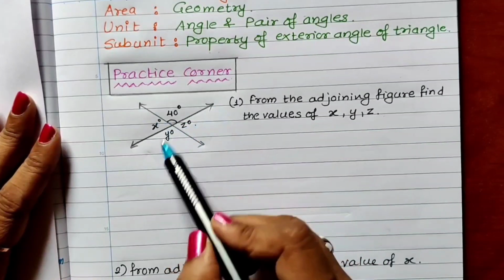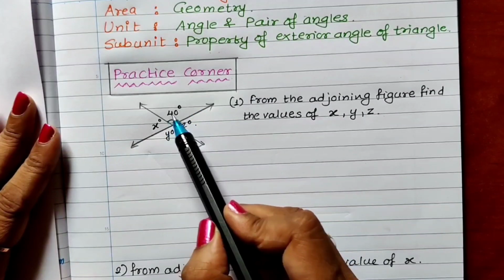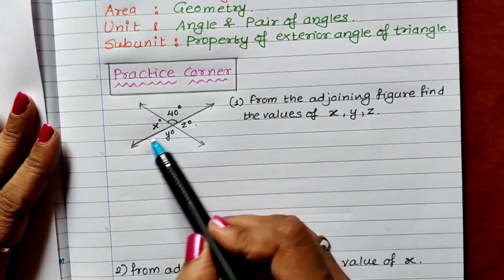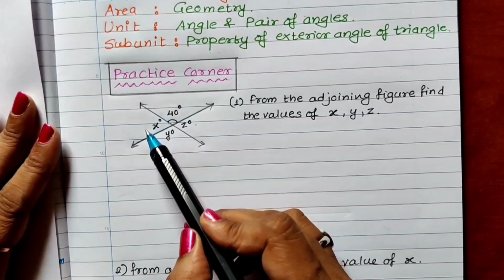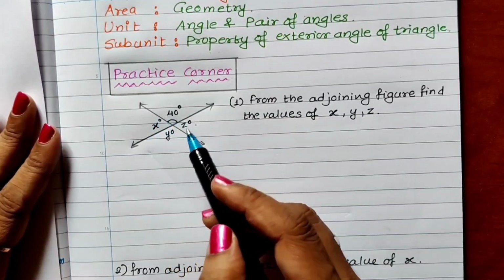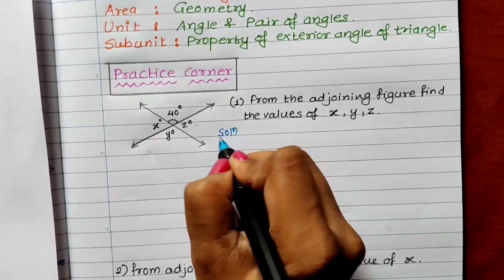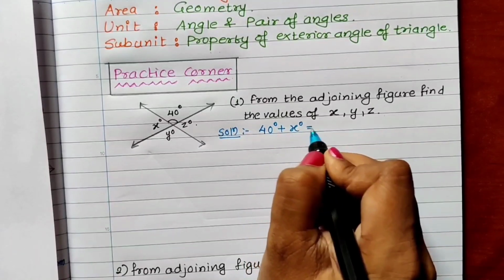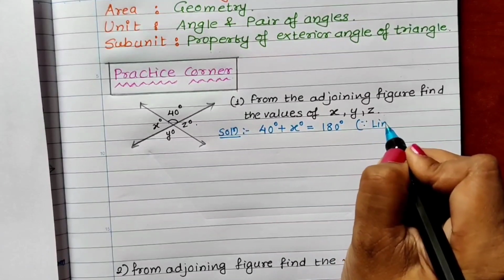Here we can see vertically opposite angles are formed, but we know only the measure of this angle, which is 40 degrees. If you observe this 40 degree and x degree angle, they are in the same line. They are separated by one common arm. That means these two angles are angles in a linear pair. And we all know linear pair angles are supplementary. So we will write here, solution: 40 degree angle plus x degree angle is equal to 180 degrees. The reason: linear pair angles.